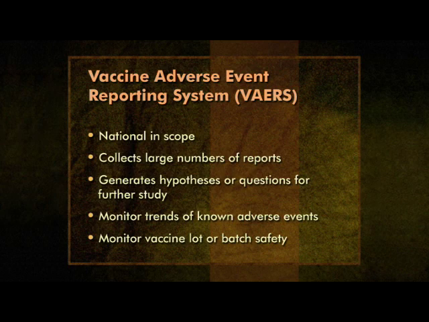VAERS thrives because it is national in scope and collects large numbers of reports, allowing it to detect rare adverse events following immunization that were not detected in pre-licensure vaccine trials. VAERS data generates hypotheses or questions for further study. VAERS can also monitor trends of known adverse events, such as increases in known vaccine reactions or decreases in reactions when similar vaccines are compared. And VAERS is a powerful tool to monitor vaccine lot or batch safety.